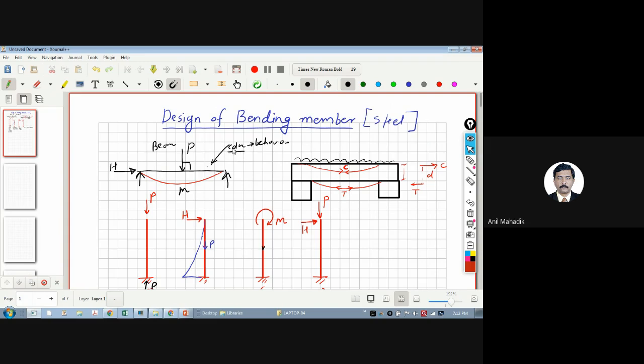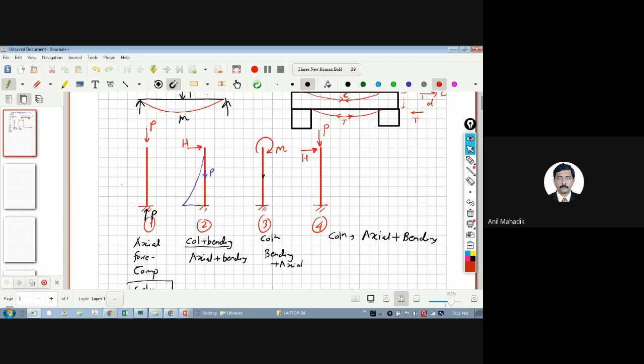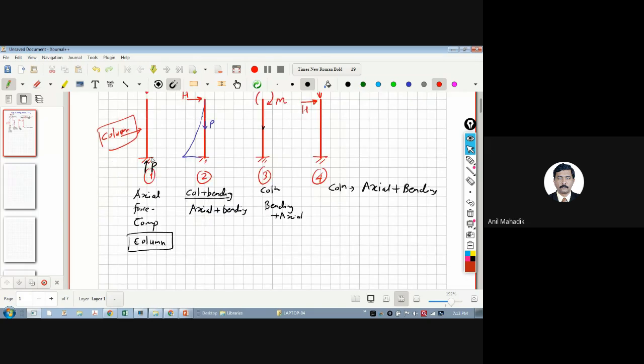So it behaves like a column. There are actually three terms we use. If there is no horizontal force and only bending moment, then I can call this a beam. So this is your beam member. Now this is your column because it is carrying only axial force. And the member which carries axial force and bending also is this one.